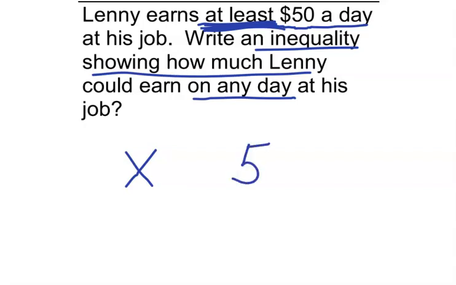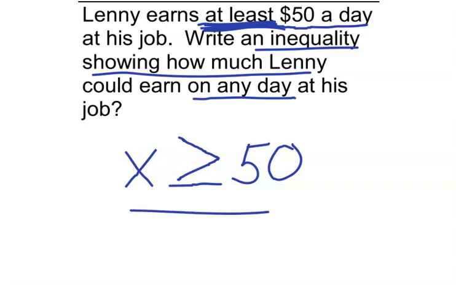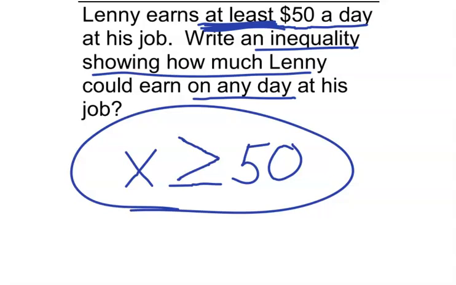50 is how much he earns at least, right? So x is going to have to be equal to 50. Okay, so we're going to put that little equal sign, or it can actually be greater than 50. So there's our representation. There's our inequality. x is greater than 50, or it could be exactly 50, which would be equal to. So that's all we have to do to write that inequality.